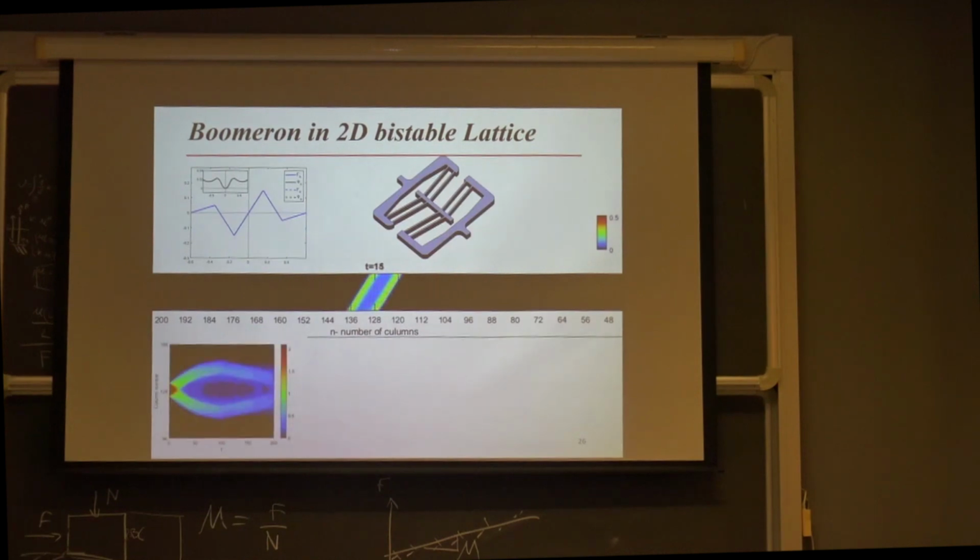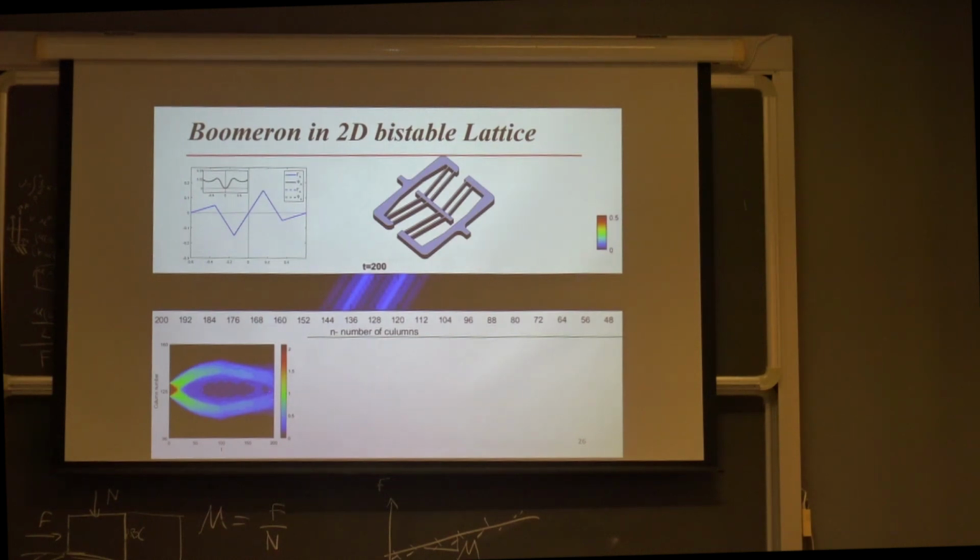And let's see what happened. The energy goes deep into the lattice, but at some point it goes back to the origin. And this is exactly the definition of a boomerang. What you can see over here is that I summed up the energy of all of the nodes in each column. And you can see that the energy starts in the middle, goes deep into the lattice, and then goes back to the origin.